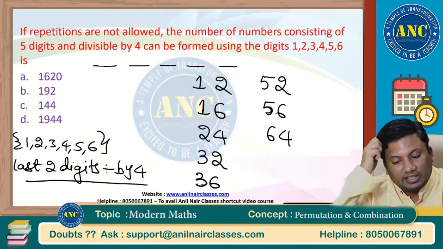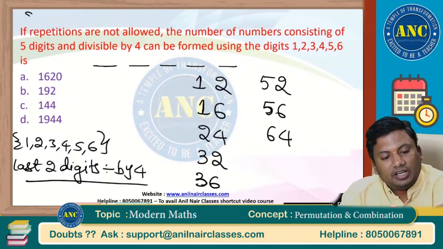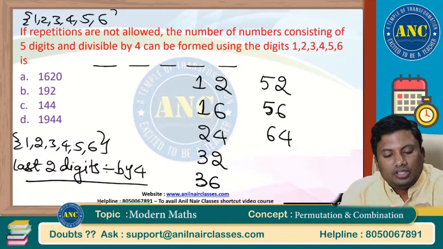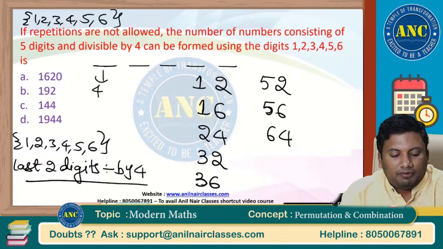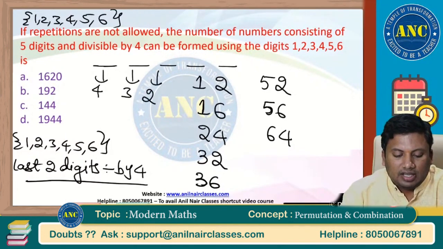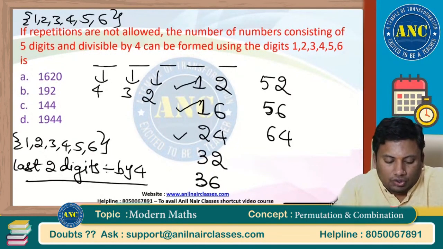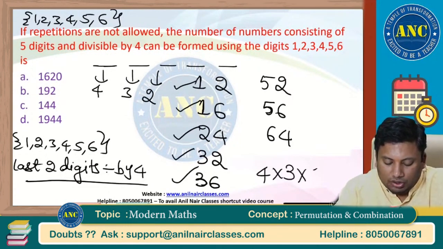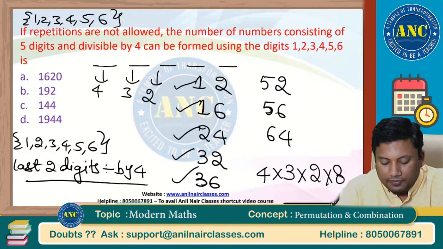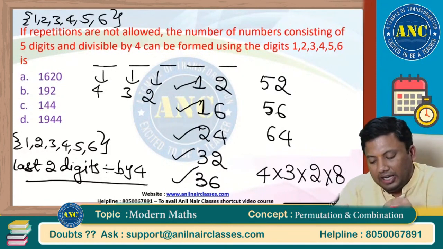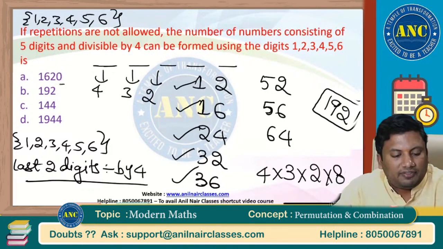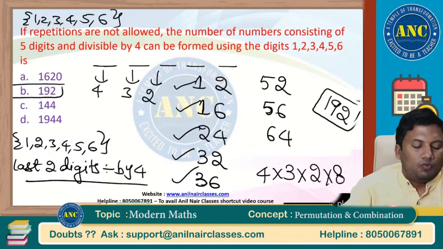So here it is nothing but out of 6 digits, 1, 2, 3, 4, 5, 6, 2 digits are fixed. This can come in 4 ways. 3 digits are fixed. This can come in 3 ways. This can come in 2 ways. 1, 2, 3, 4, 5, 6, 7, 8. 4 into 3 into 2 into 8. 16 3s are 48. 48 4s are 192. Answer for this question is nothing but 192.